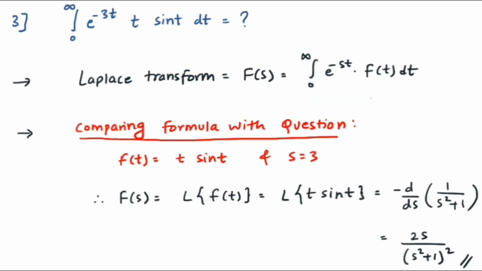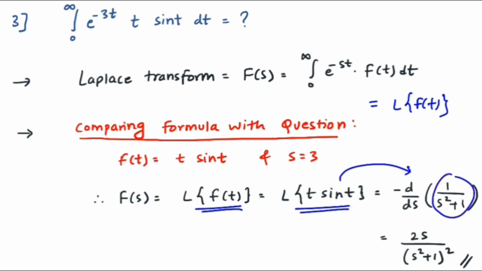The answer is simple. Capital F of s is integral 0 to infinity e raised to minus st f of t dt, which is equal to Laplace of f of t, and you know the standard result, right? So find Laplace of f of t, which is Laplace of t sin t, and you have to use the differentiation property. Laplace of sin t is 1 upon s square plus 1, and because t raised to n is multiplied to a time domain function, you have to go for the differentiation property and you will get this as your answer.